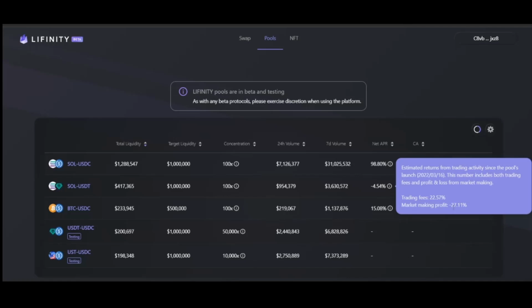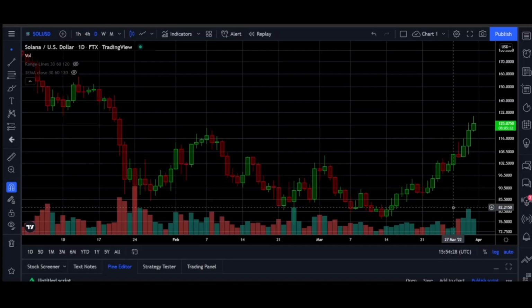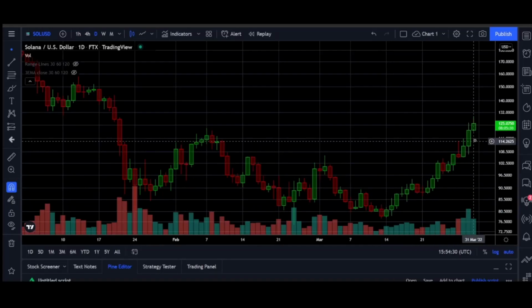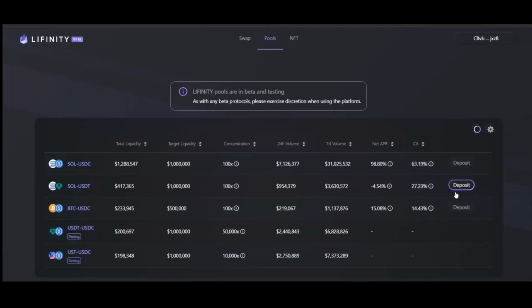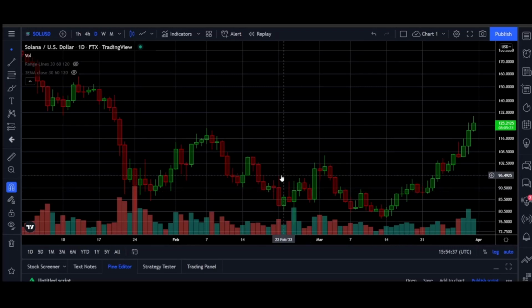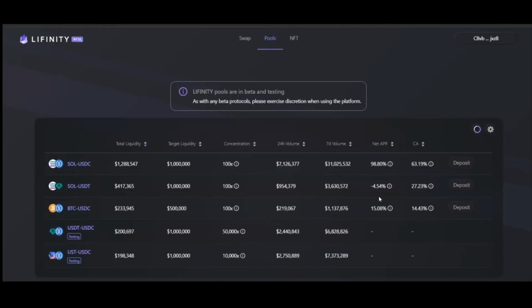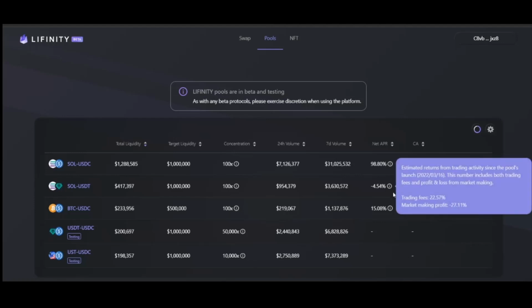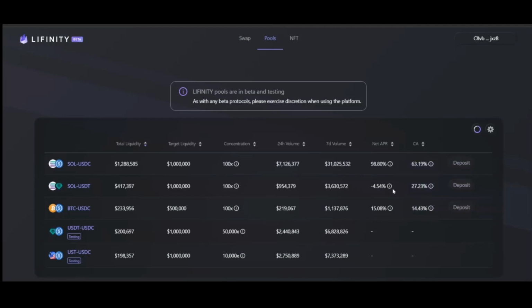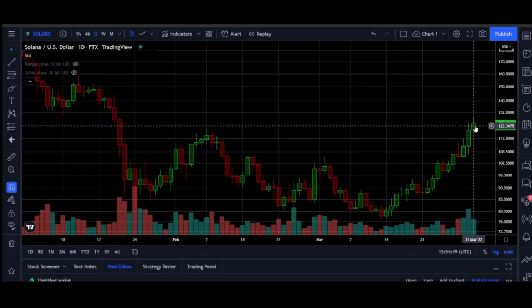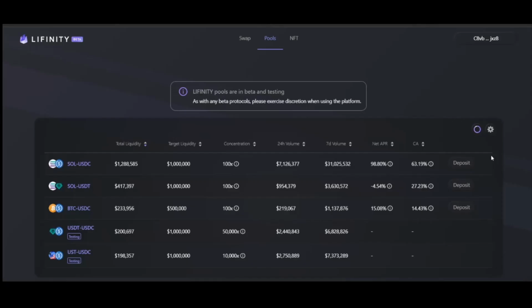For example, the Sol USDT pool, it's negative right now precisely because of these negative market conditions. But with time, as you've seen with the Sol USDC pool, where it had time to generate market making profit, we expect that the Sol USDT pool will also see similar results, where the market will eventually go down sometime, and that will create an opportunity for us to generate that market making profit.